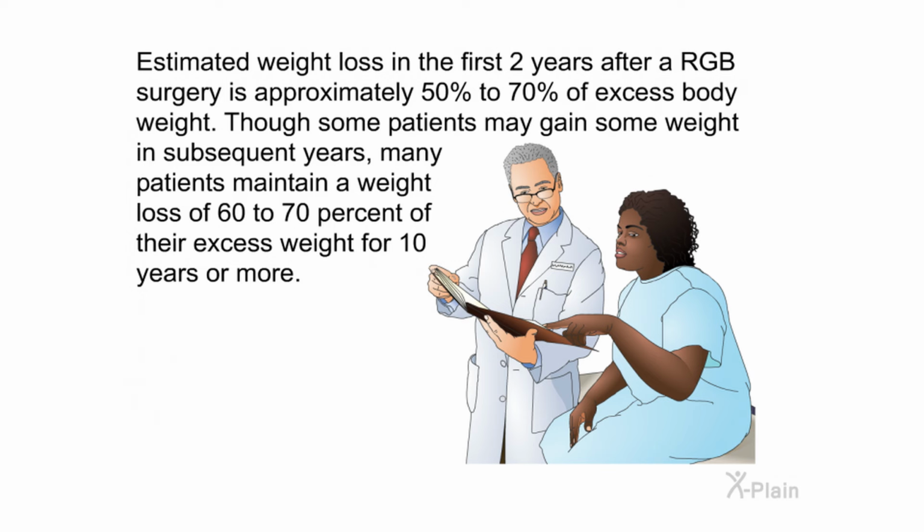Estimated weight loss in the first 2 years after an RGB surgery is approximately 50% to 70% of excess body weight. Though some patients may gain some weight in subsequent years, many patients maintain a weight loss of 60 to 70% of their excess weight for 10 years or more.